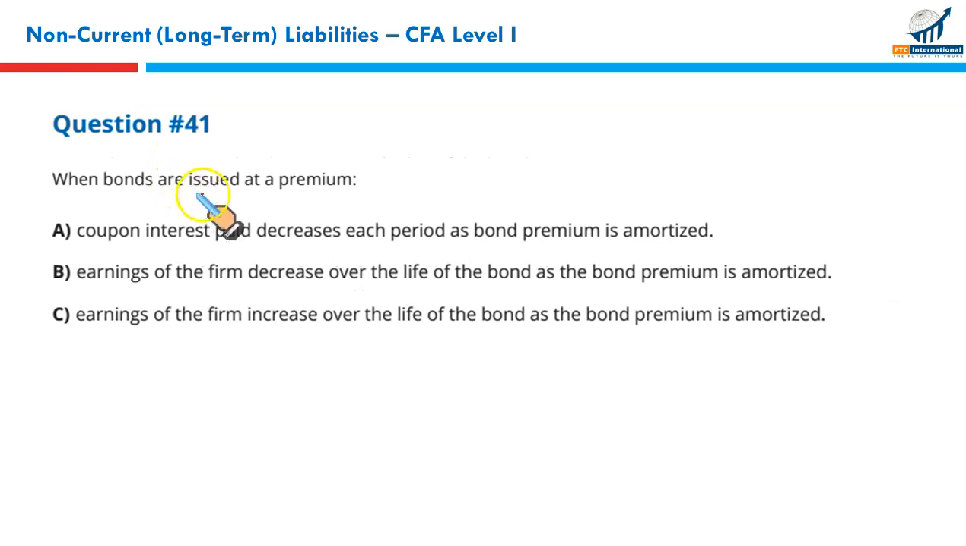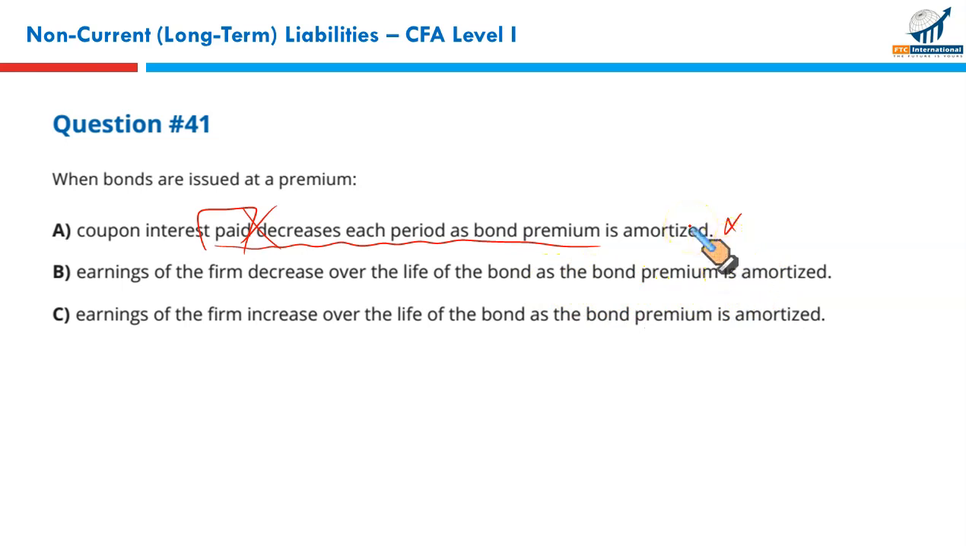Next, when bonds are issued at premium, coupon interest paid decreases each period? No, coupon interest is the same. This is a wrong statement. Earnings of firms decrease over the life of the bond as the bond premium is amortized. Now this is incorrect. Why?